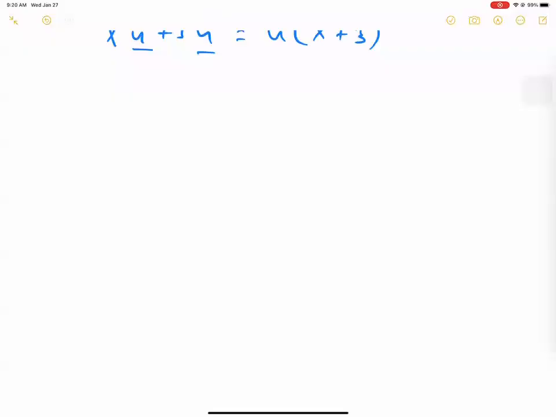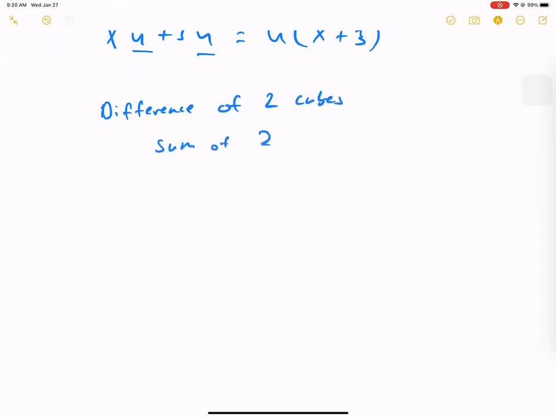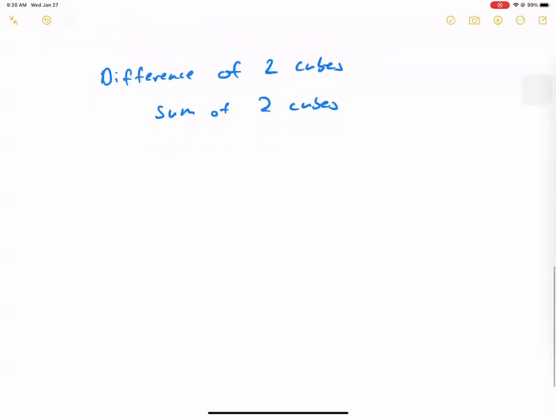Okay, hi everyone. So today we're going to go over the difference of two cubes as well as the sum of two cubes. These are our two definitions we're going to look through today, and these are straight definitions. You just have to memorize these and then learn how to apply them when applicable.